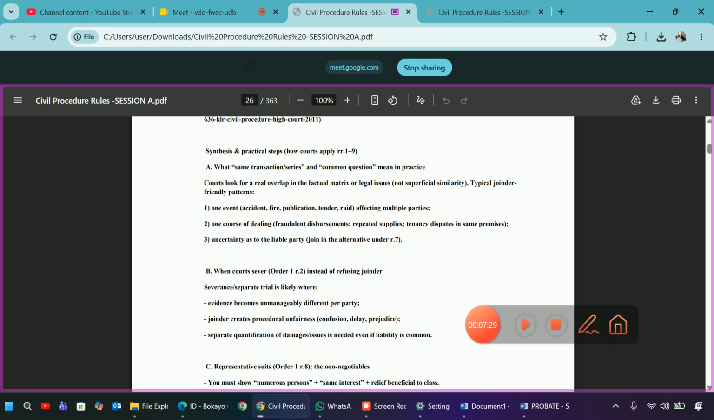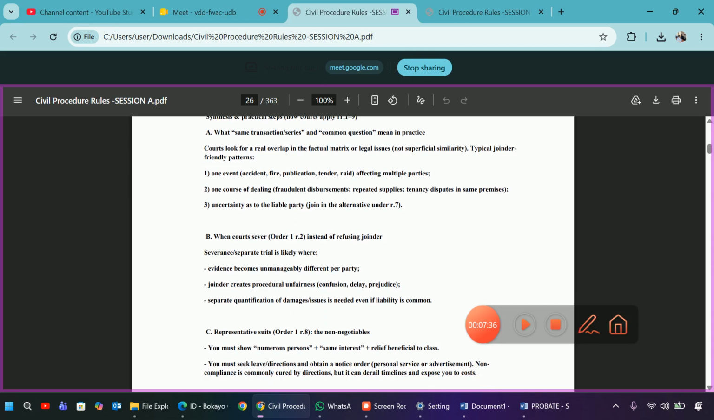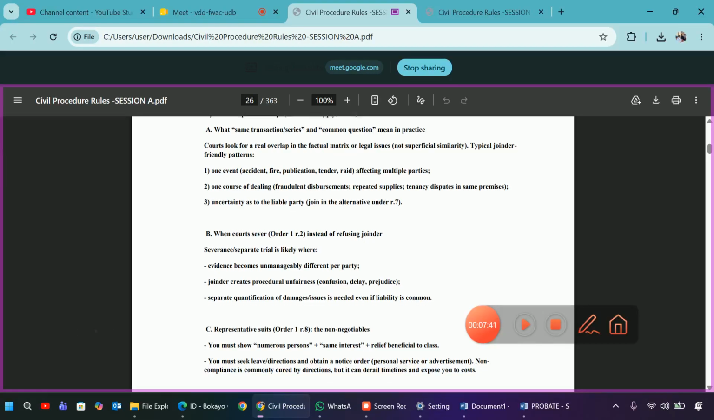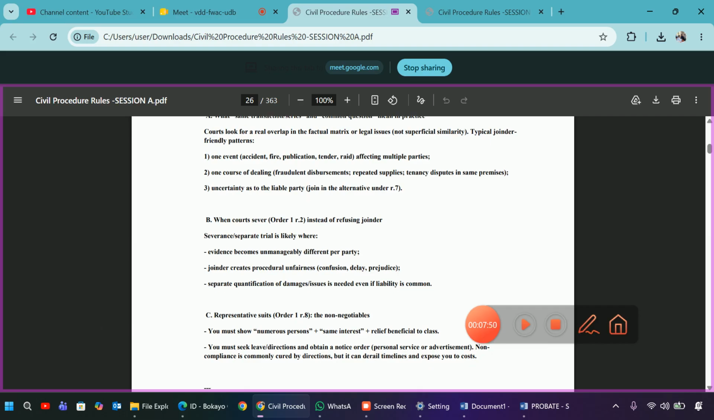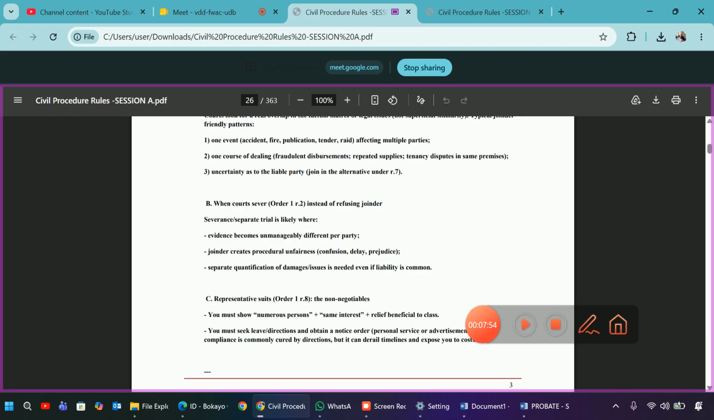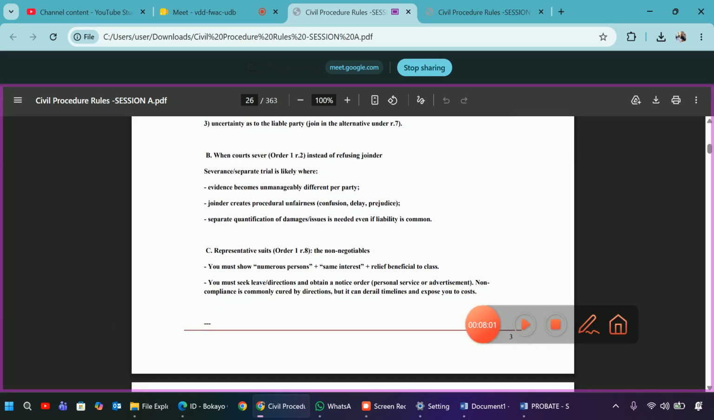Whenever you have uncertainty as to the liable party, you will be allowed to join the other party as an alternative person. Courts sever under Order 1, Rule 2 instead of refusing joinder. Severance or separate trial is likely to occur where, one, evidence becomes unmanageably different per party; two, joinder creates procedural unfairness or confusion, delay and prejudice; and thirdly, where separate quantification of damages and issues is needed even if liability is common.